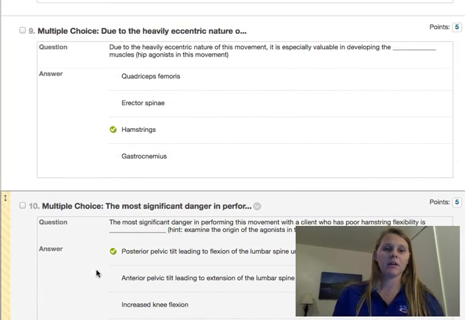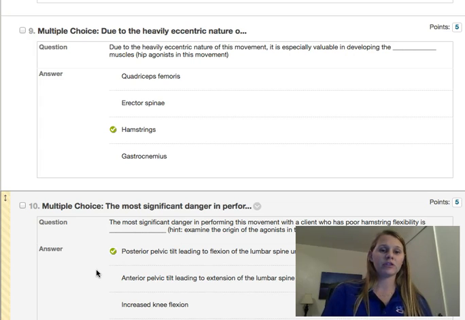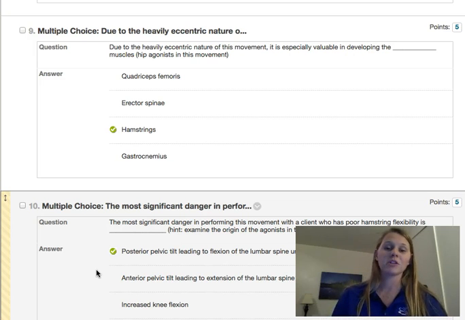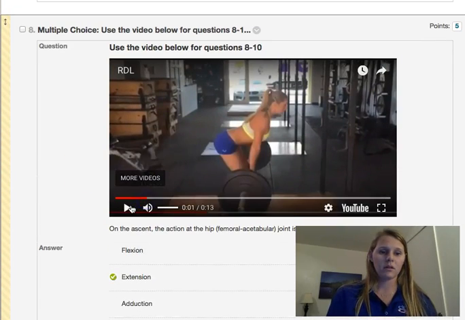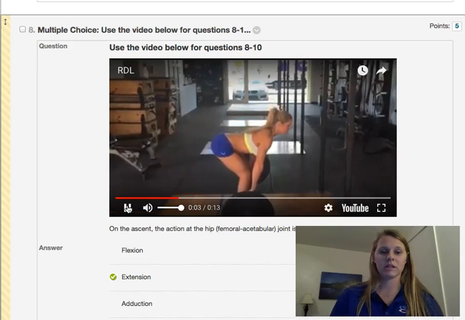Question number 9. Due to the heavily eccentric nature of this movement, it is especially valuable in developing the blank muscles, so hip agonists in this movement. We'll read it again. Due to the heavily eccentric nature of this movement, so let's break that down first. Eccentric contraction means that your muscles are elongating. It is especially valuable in developing the blank muscles. So if you go back up to watch this RDL, think about what muscles she's using as she ascends and descends.